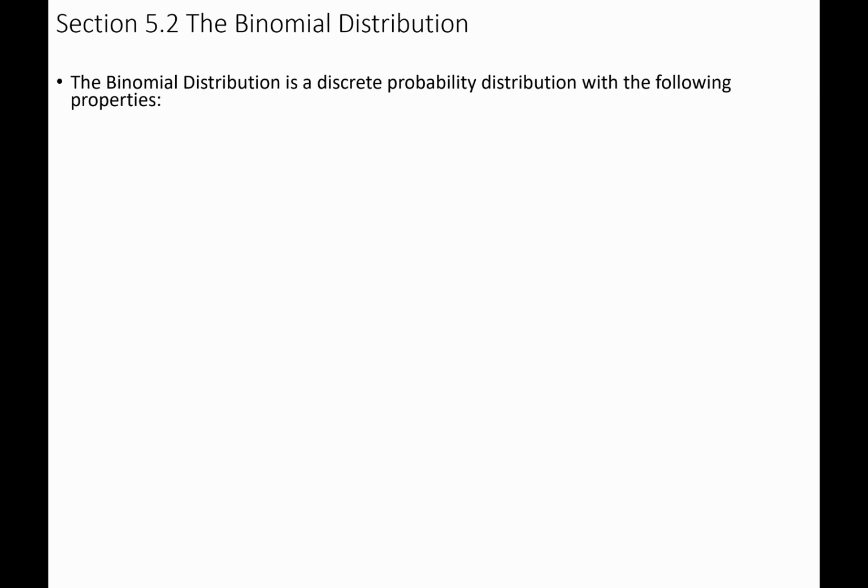Now today we're going to focus on a specific type of discrete probability distribution. It has specific properties, and we talked earlier when we introduced probability distributions, some of them can be represented by formulas, and we're going to see that today with our first specific type. All right, so our binomial distribution, it's a discrete probability distribution. It has the following properties. Here we go.